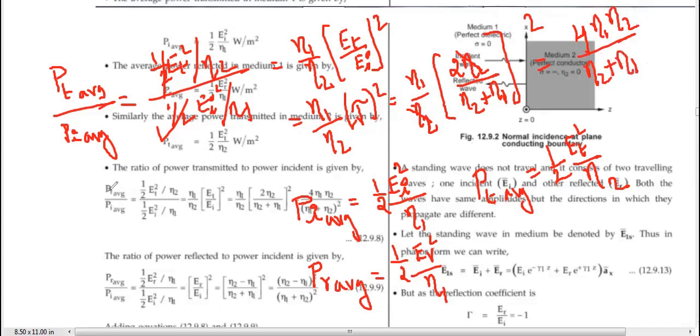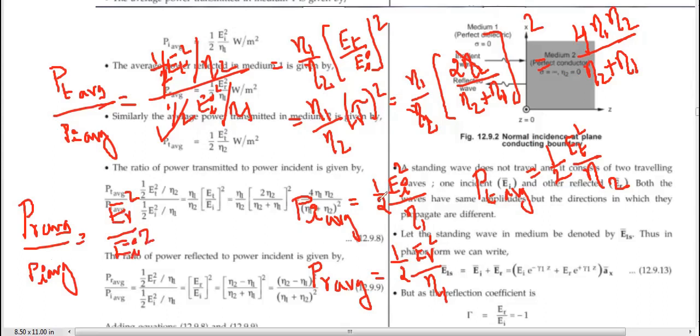What is this? The average of PT by PI. Similarly, PR average by PI average is equal to, 1 by 2 gets cancelled, and again eta 1 is in the denominator for both I and R, so eta 1 also gets cancelled, leaving only ER square by EI square.